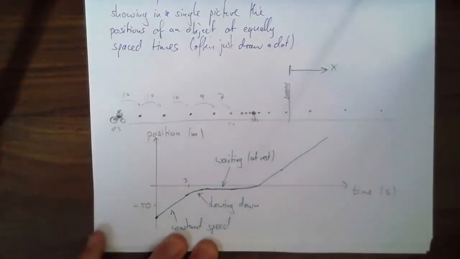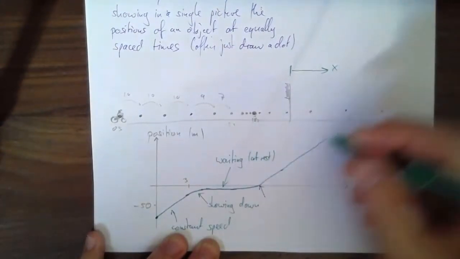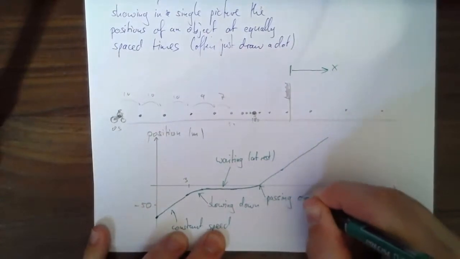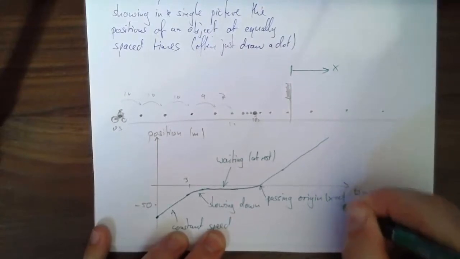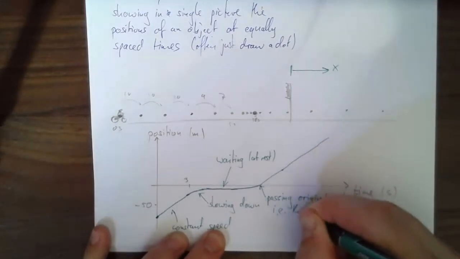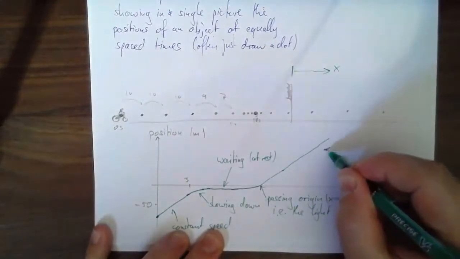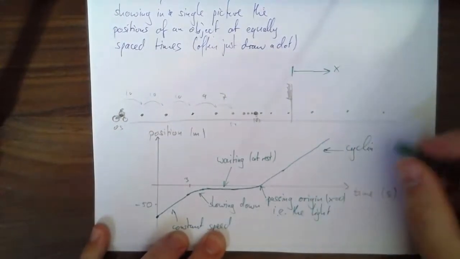Okay, now we're going off again. Here we are at this particular point, we're passing the light. We're passing the origin, right? The position is 0. That is, we're passing the light. And here, well, here we're cycling off into the distance. Again, at a constant speed at the end.